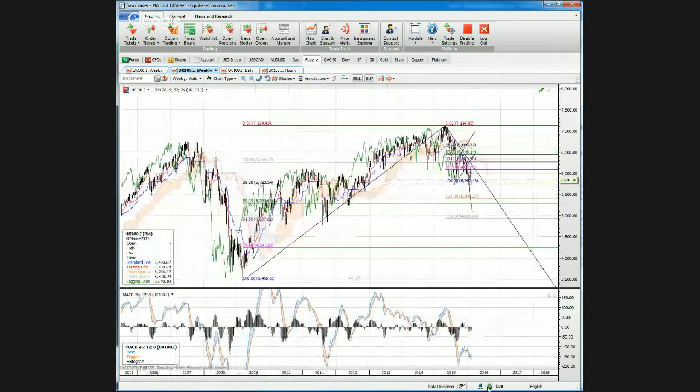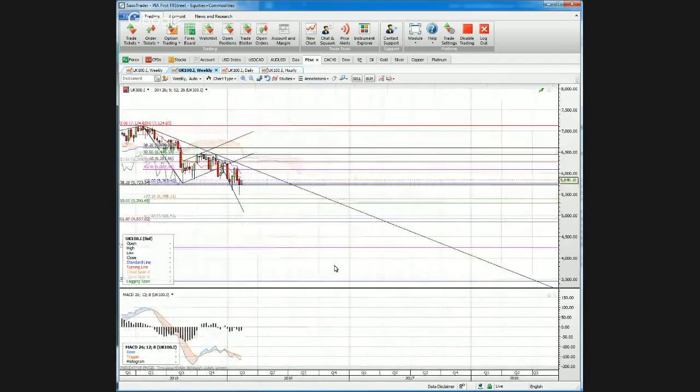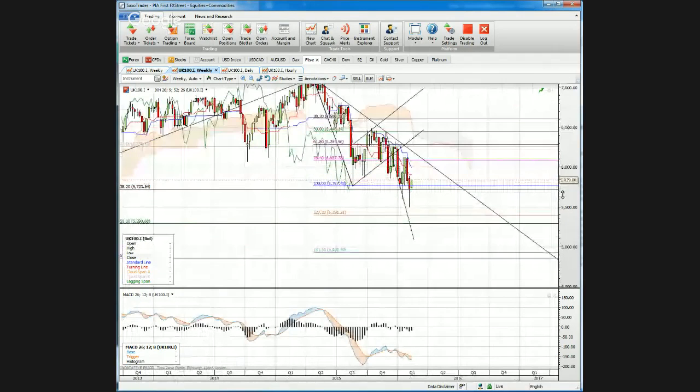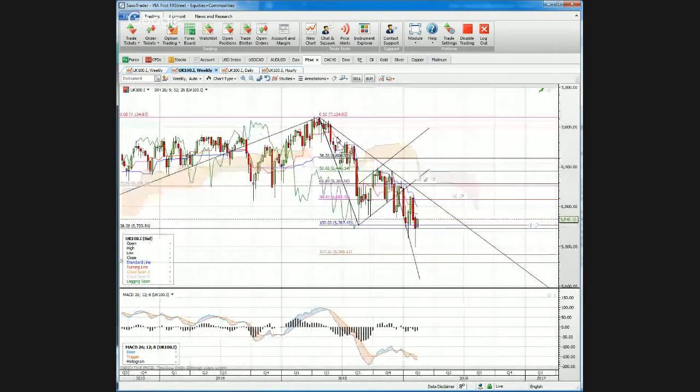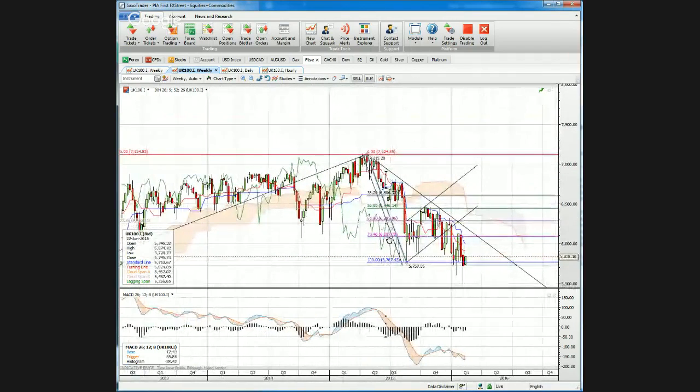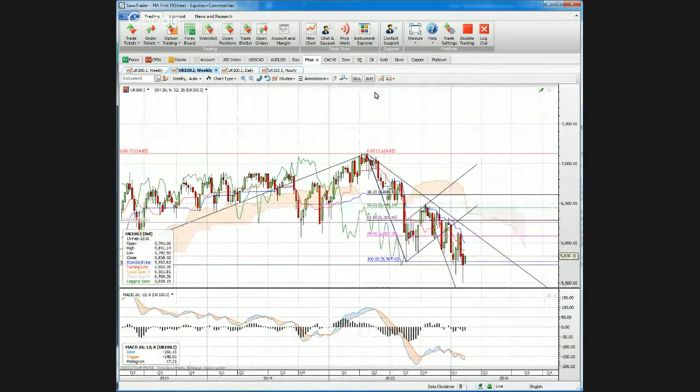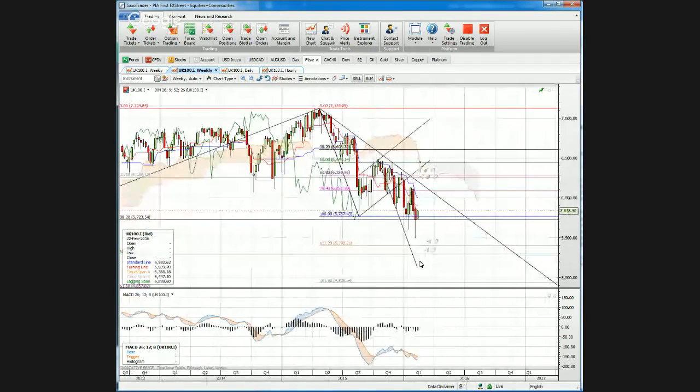So long term, we highlighted a couple of points a few weeks ago where we saw this bearish flag, and prices have broken from the bearish flag. And I'll show you how we come to our assumption on where we expect this to go. So the bearish flag is targeting a move to just above 5,000.